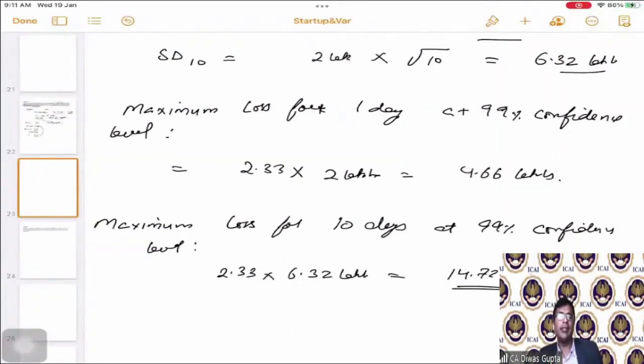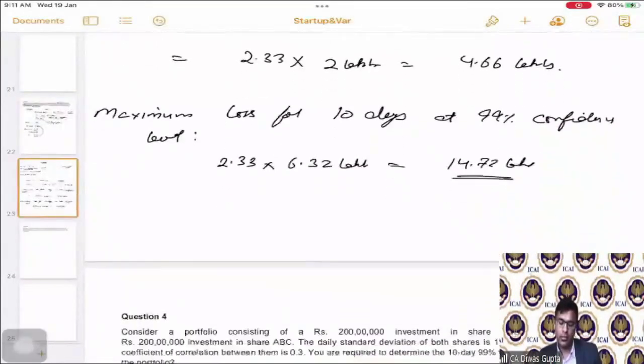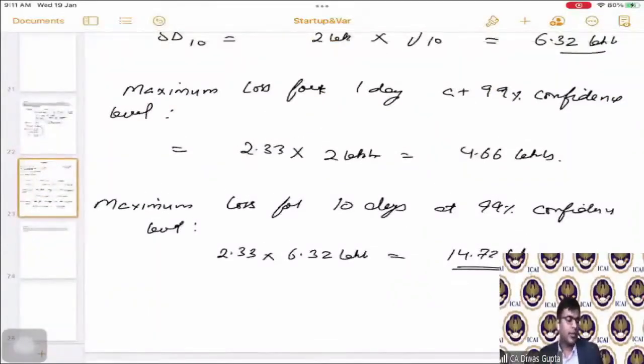We have just calculated the maximum loss for 1 day and maximum loss for 10 days. And for calculating the maximum loss for 10 days, we have used the standard deviation for 10 days, not for 1 day. Z score remains same, which is again at a level of confidence. Okay, students. After this, we will do our last question of the session and of the topic as well.